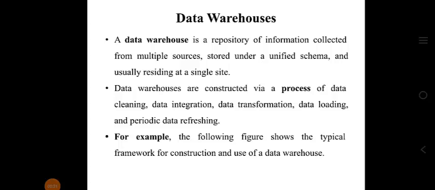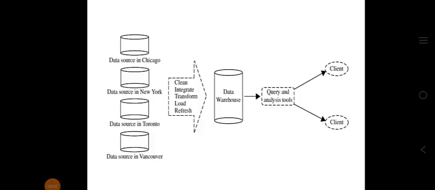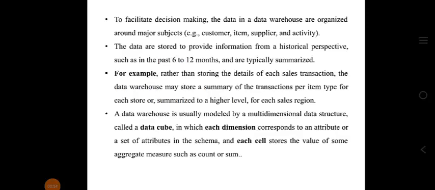For example, the following figure shows the typical framework for construction and use of a data warehouse. Here we have connected different data from different data sources, and they are concatenated into one repository that is called data warehouse data. To facilitate decision making, the data in a data warehouse are organized around major subjects, for example, customer, item, supplier, and activity.